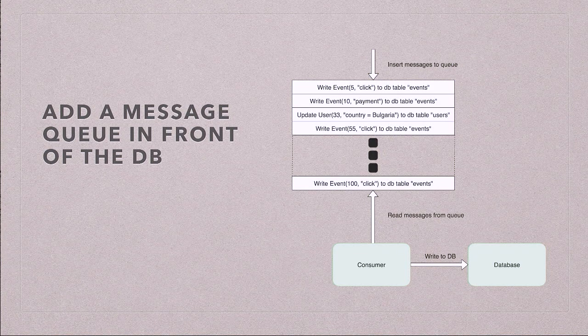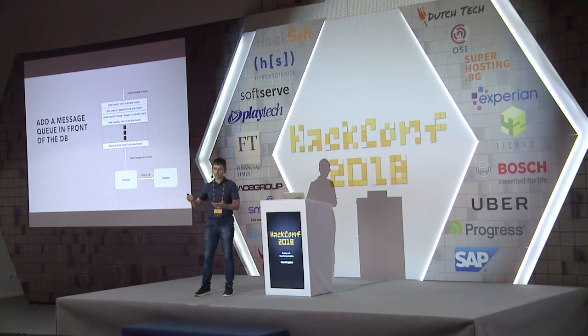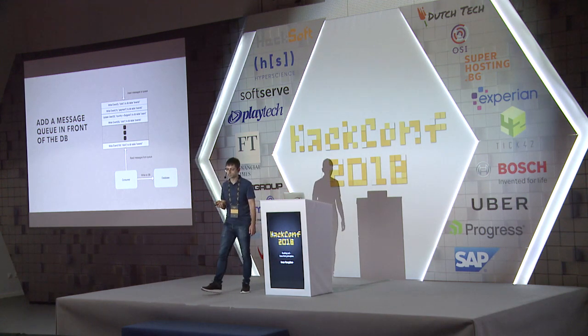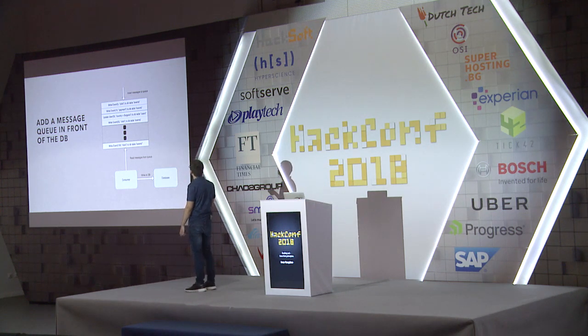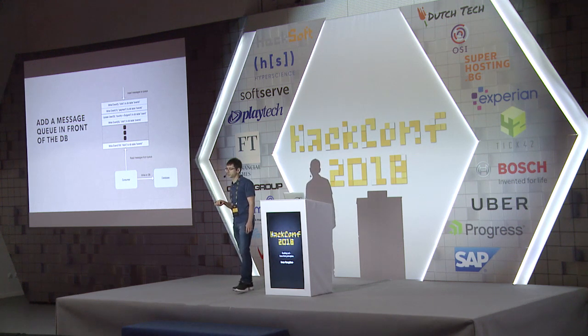So when a write comes in and you need to update something in the database, instead of going directly to the database and updating it, you put it into the queue. And then there's a consumer which reads things from the queue and writes them to the database. So what does this mean? It means that we have decoupled the time that we receive the events. When we receive the events, we just write them to the queue, and then the consumer reads them at a different time, at the time that is appropriate for the database.